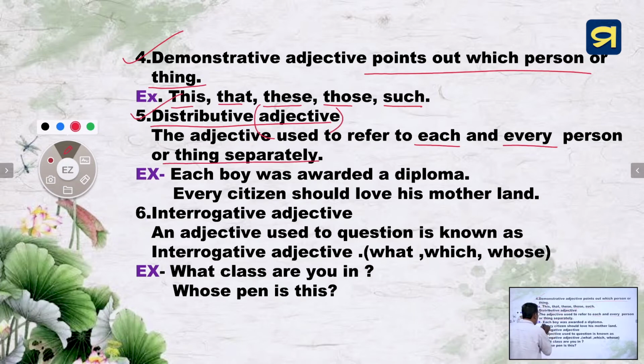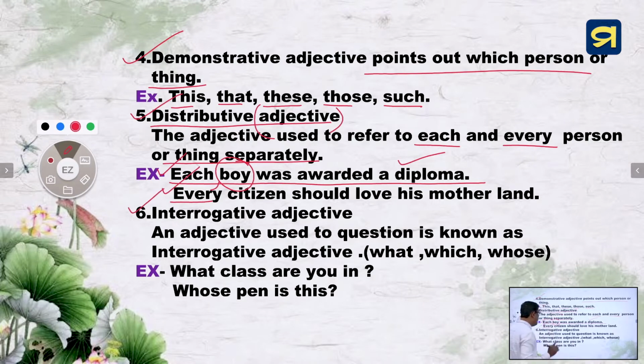Mark it. Each boy was awarded a diploma. Boy is the head noun and each is used before it. That's why it is an adjective. Every citizen should love his motherland. You see, every is used before the head noun citizen. That's why every is used here as an adjective.